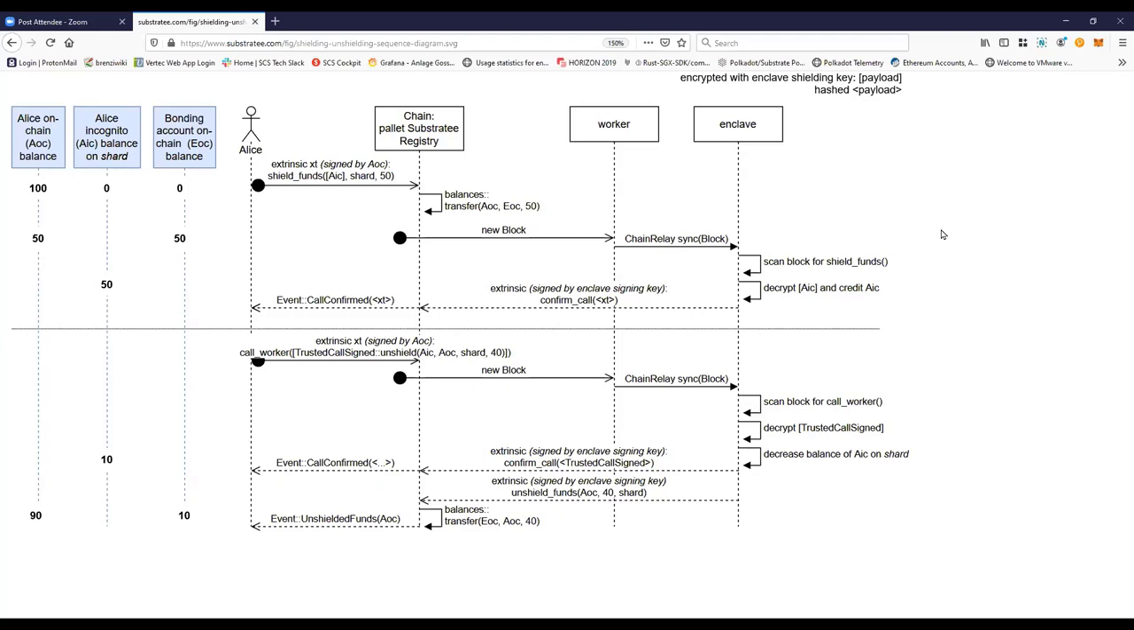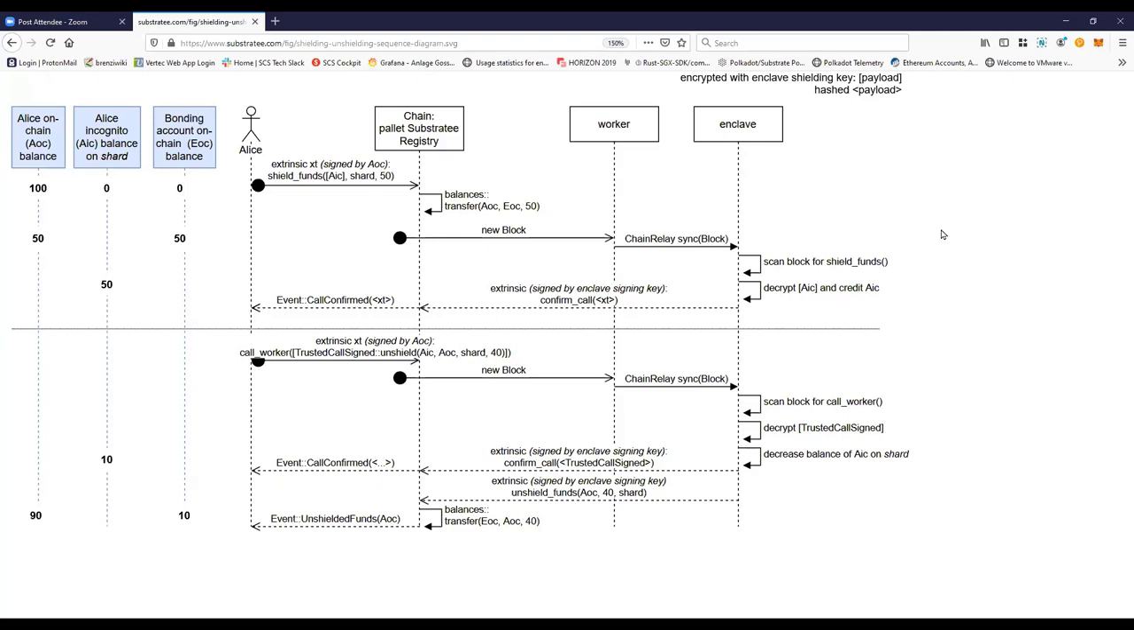decrypt AIC. Well, that's what I forgot to say. The shield funds is signed by Alice with her public identity, but she sends her incognito identity in encrypted form, encrypted with the shielding key. But the rest of the call is transparent. So the 50 tokens is transparent. And so the enclave now decrypts the AIC to learn what the beneficiary account is.